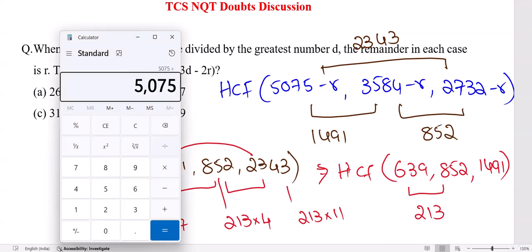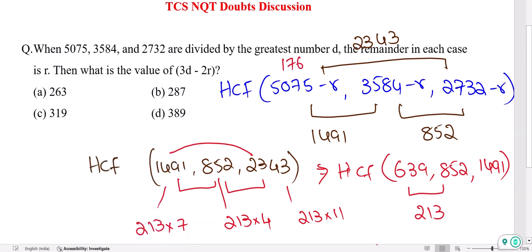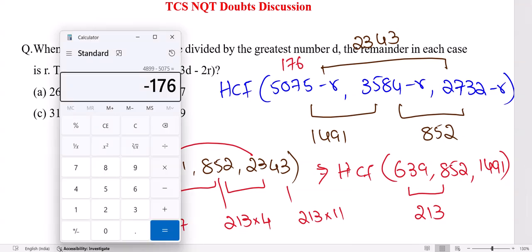So 5075 divided by 213 is giving 23 point something. So 213 into 23 is how much? 4899. So 5075, if you subtract, I got 176 as the remainder. We'll check with the next one also. Remainder 176.